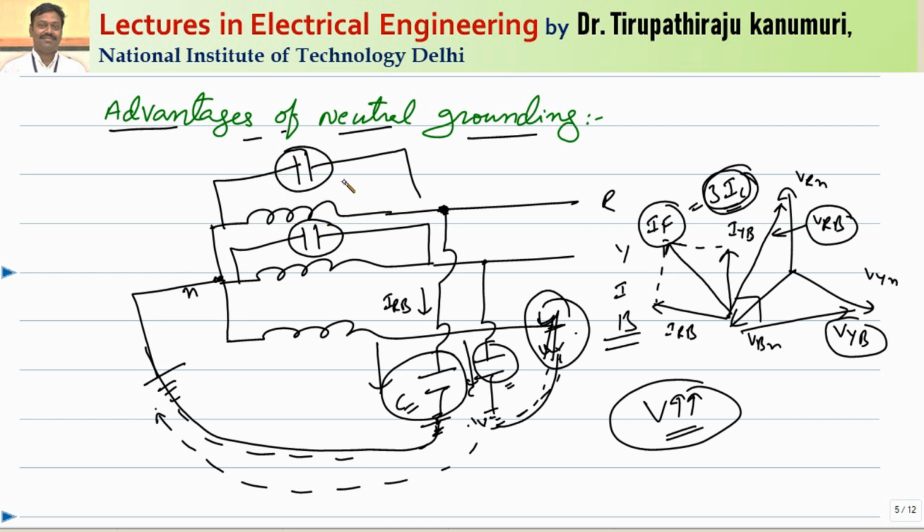So those currents are not going to be affected by the fault in any other phase. So automatically the voltage across them remains constant. So the currents are not changed. So that is the first advantage, because in the case of this ungrounded neutral system, they have increased to √3 times the value of the current.